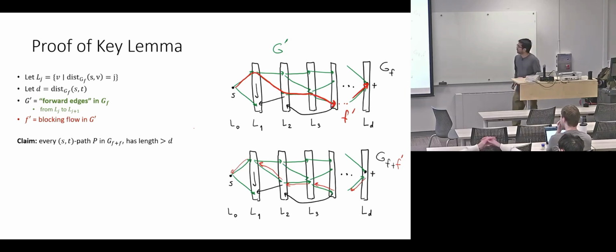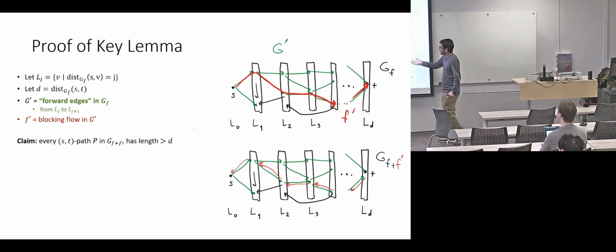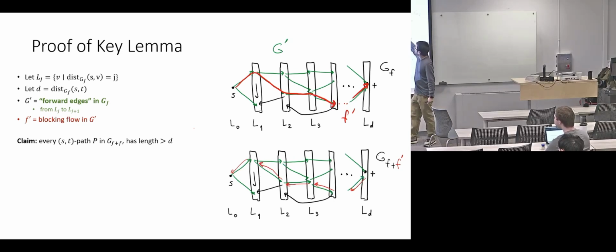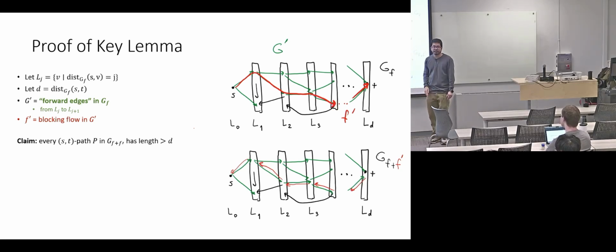So this is what it looks like when I find a blocking flow and I augment. What happens is that each edge that I augment basically gets flipped, or I just create some edge in the opposite direction of the edges that I use.